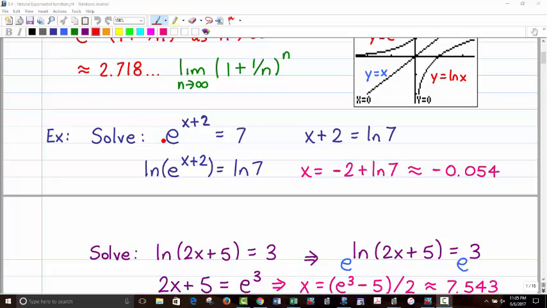But let's say you're trying to solve an equation like this: e to the x plus 2 equals 7 for x. You're trying to get that x to come down, so you apply natural log to both sides. In other words, natural log basically eliminates the e and leaves you x plus 2, then you have natural log of 7. So technically the exact answer is negative 2 plus natural log of 7, or as a decimal, a three-place approximation.